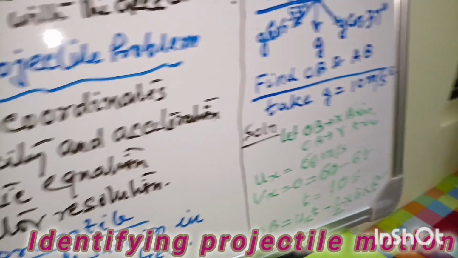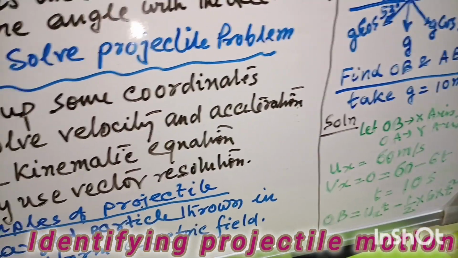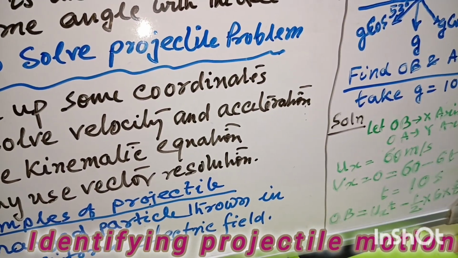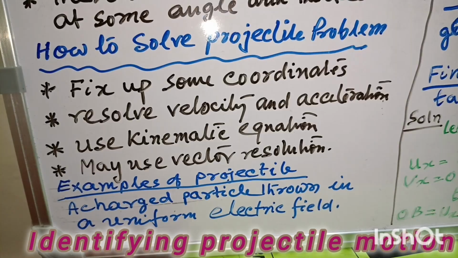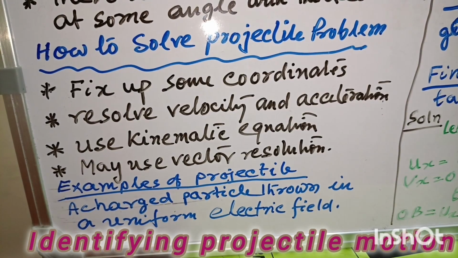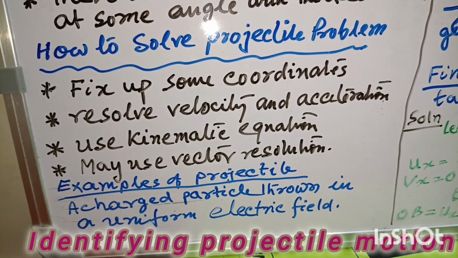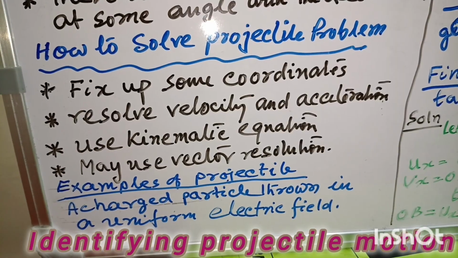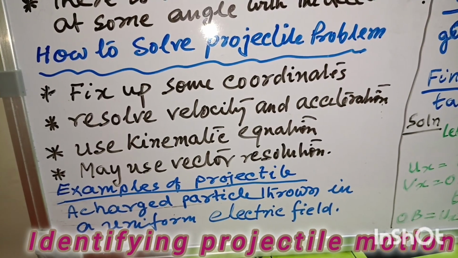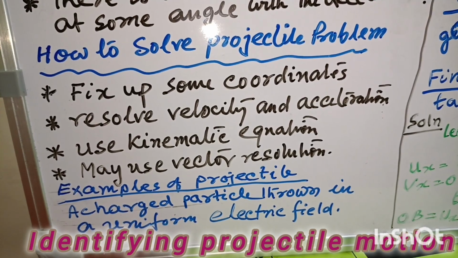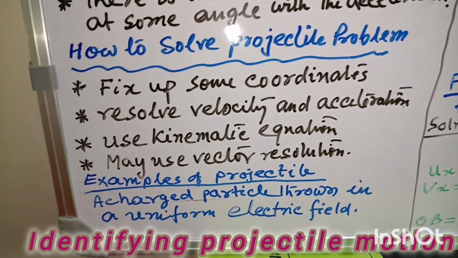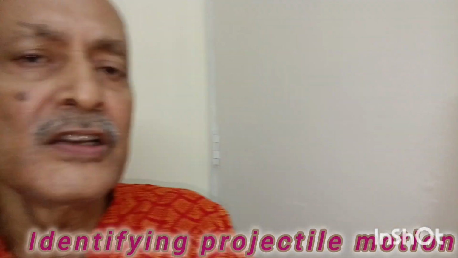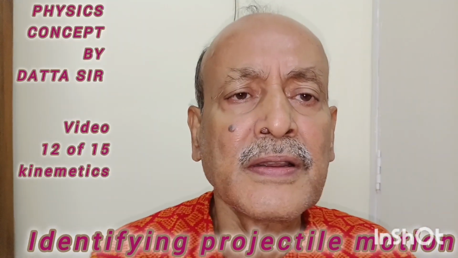So you understand that for any type of problem like this, we have to resolve the velocities and acceleration along the axes, and then apply the kinematic equations. Then we can solve the problem very quickly. So this is the concept. First we have to recognize whether the motion is projectile motion. If you get it as a projectile motion, then you solve it like this. I hope you have understood this.